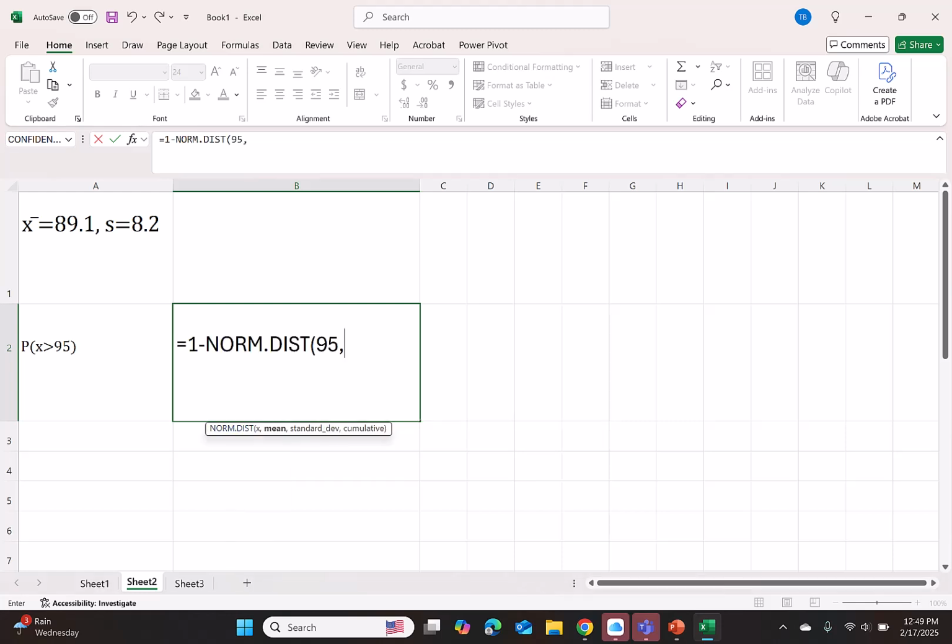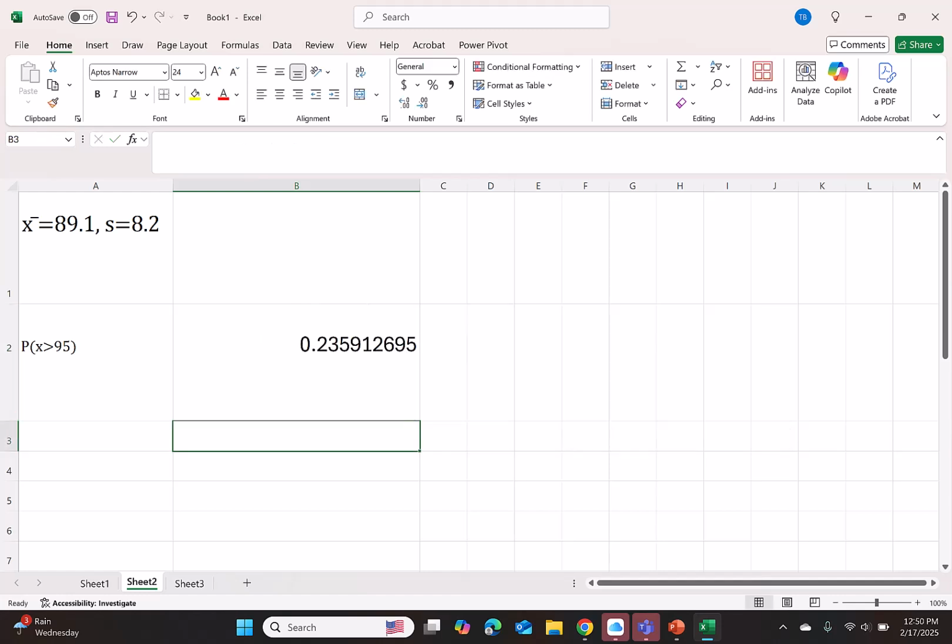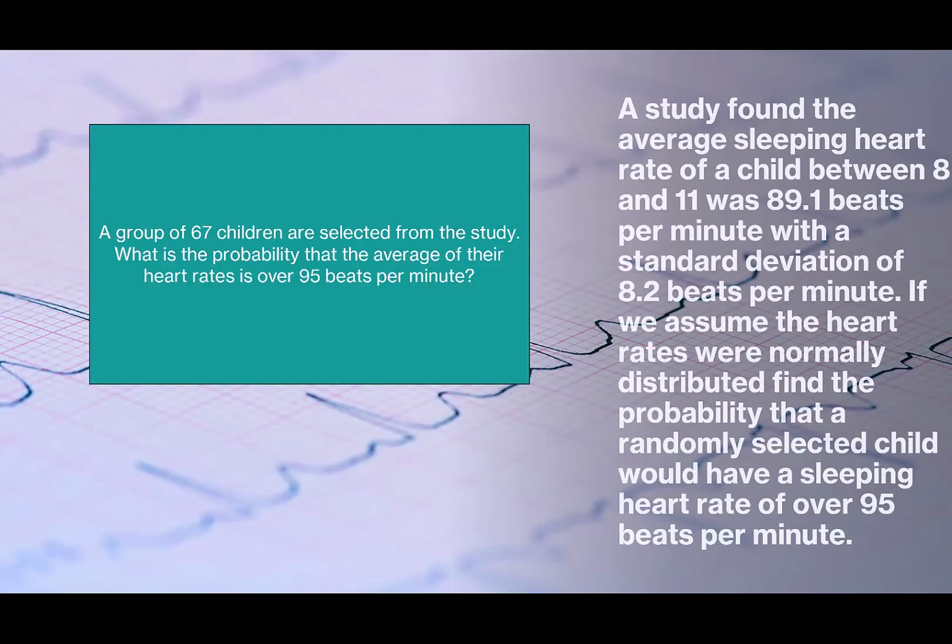95, our value we're looking for, 89.1, our given mean, 8.2, our given standard deviation, true to get cumulative, and it says 0.2359. Again, the second part is going to be about the central limit theorem. So now we're going to select a group of 67 children.